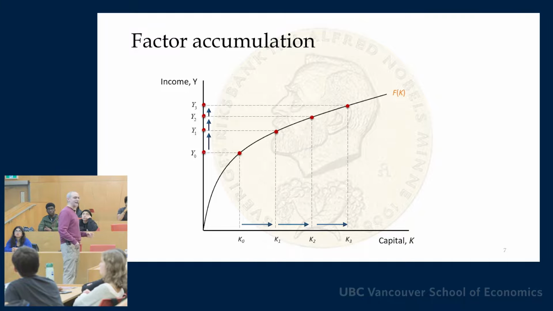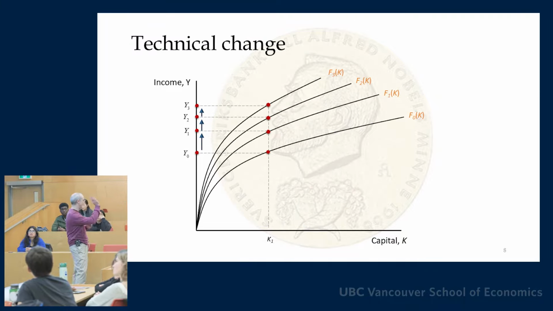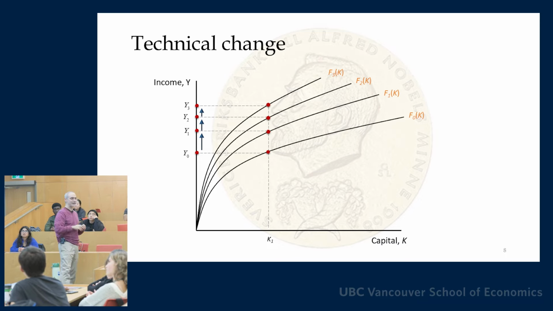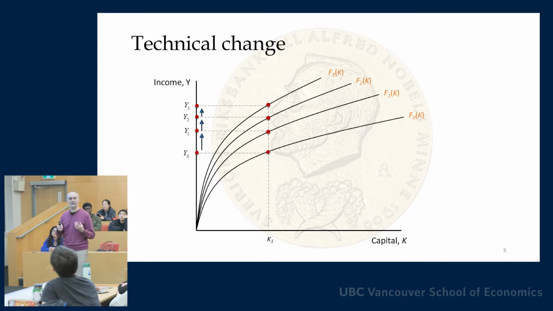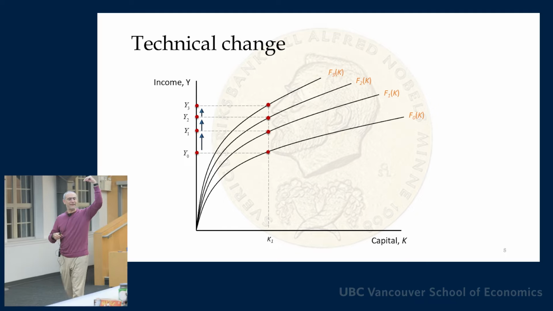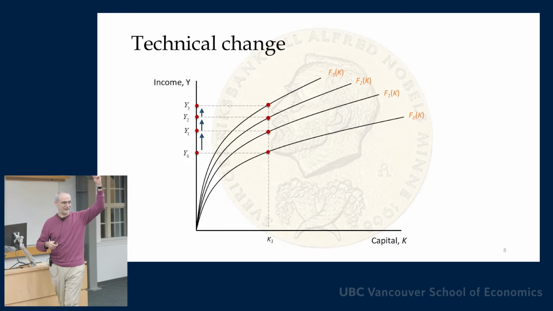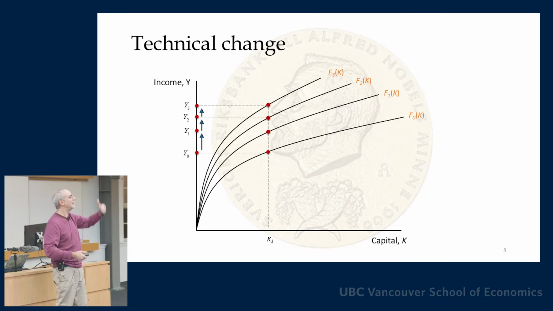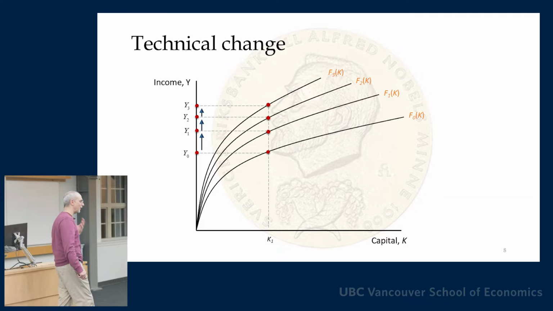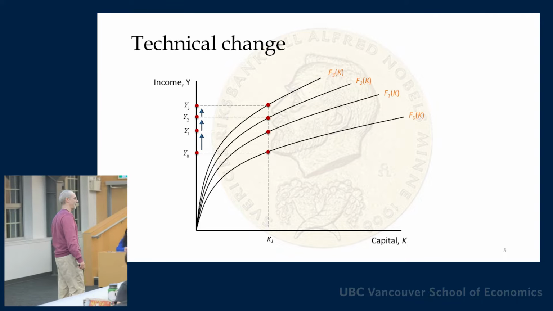If we bring in technical change, what we are doing is with each innovation, we are shifting that production function upwards, okay? And so with the same amount of capital, we are getting more and more income. And the beauty of this type of growth is that there is no limit to it. You can keep innovating and you can keep generating more and more income with the same amount of resources.